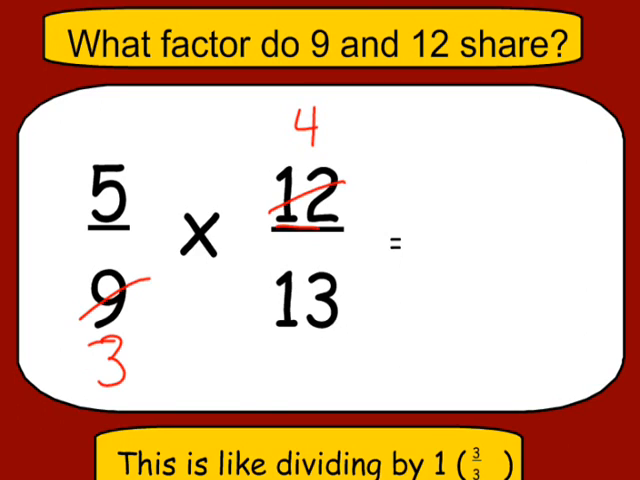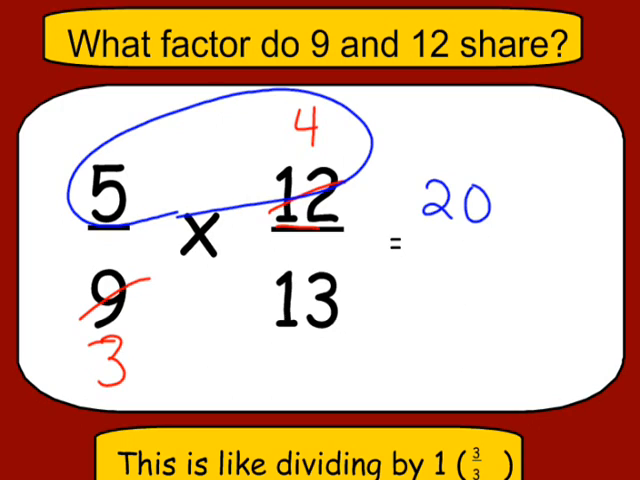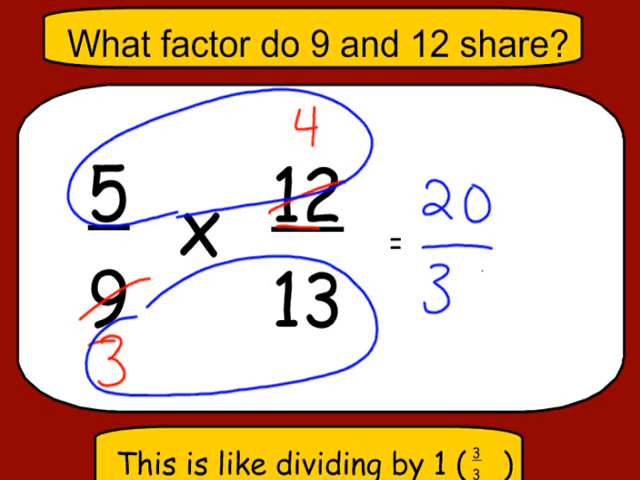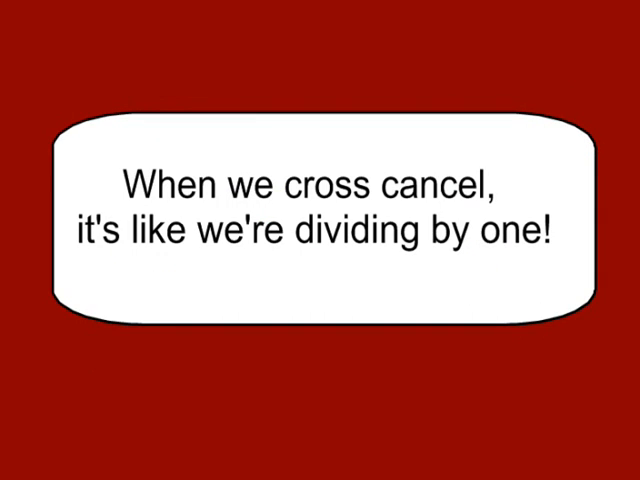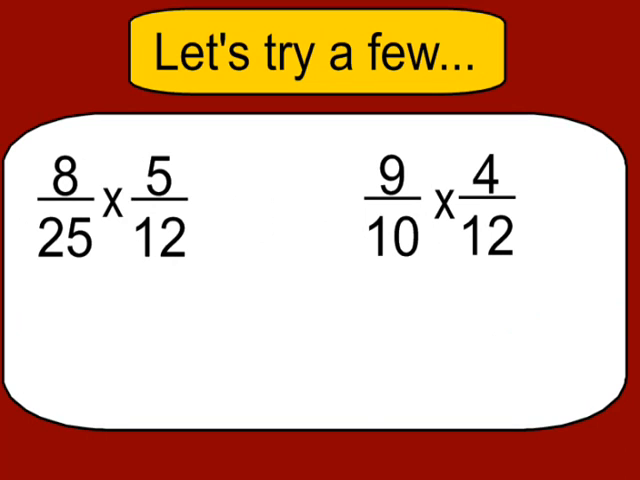And then I look to see, are there any other numbers that share factors? And the answer is no. So then, we're done canceling out. We just go ahead and multiply the remaining numbers. So I'm going to do 5 times 4 is 20. And 3 times 13 is 39. And I'm all done. If you cancel out correctly, you'll never have to simplify your answer. So it's kind of like dividing by 1, and we'll get to that in a second.